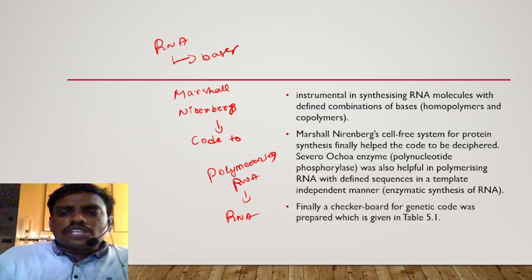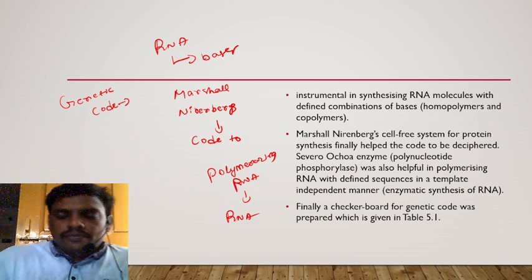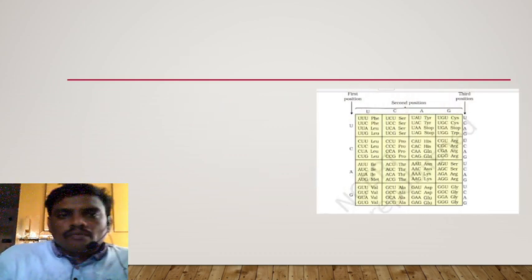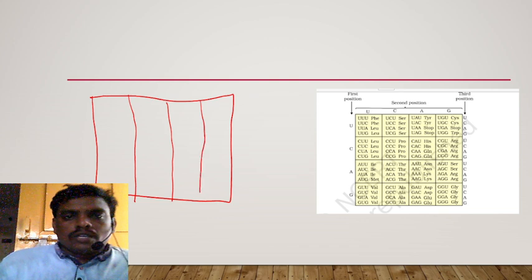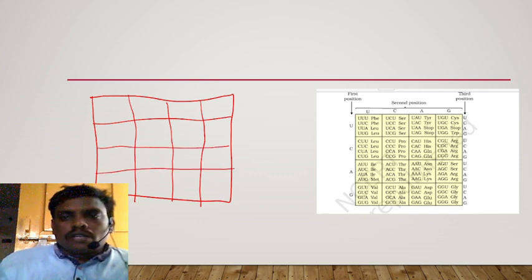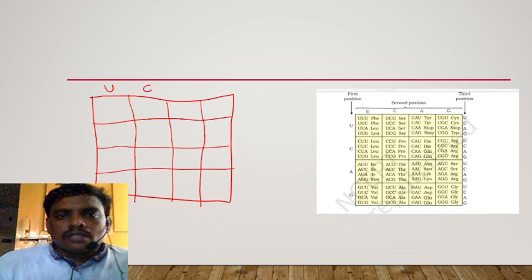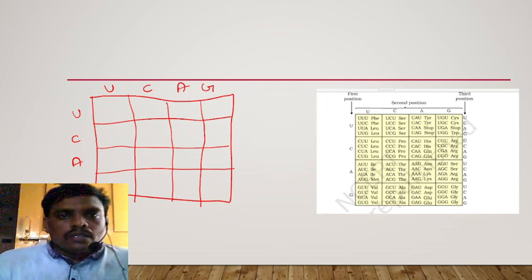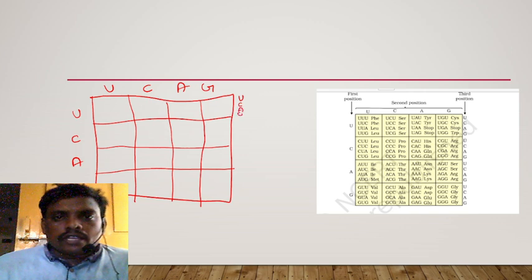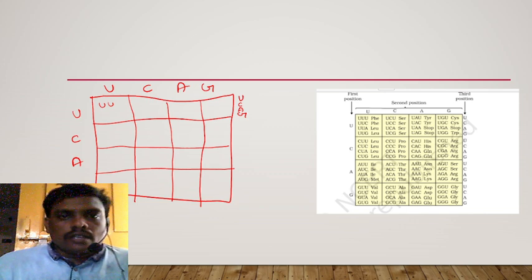And finally, the check code for the genetic code. What is the check code? There is a code prepared in a table; you can see the code here. I would like to take 4 boxes which help to understand the genetic code: 1, 2, 3 and 4. Here I am taking uracil, cytosine, adenine and guanine, in each position. Uracil, uracil, and here also uracil.